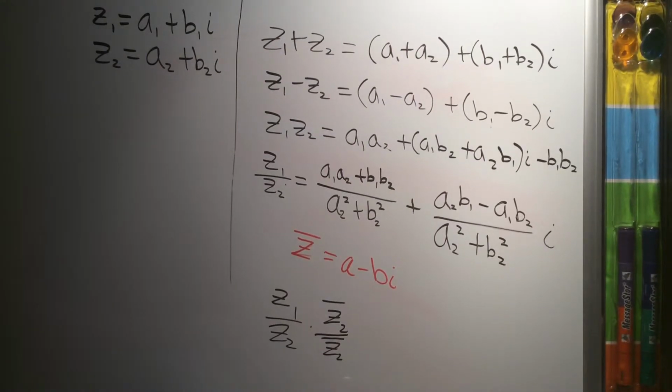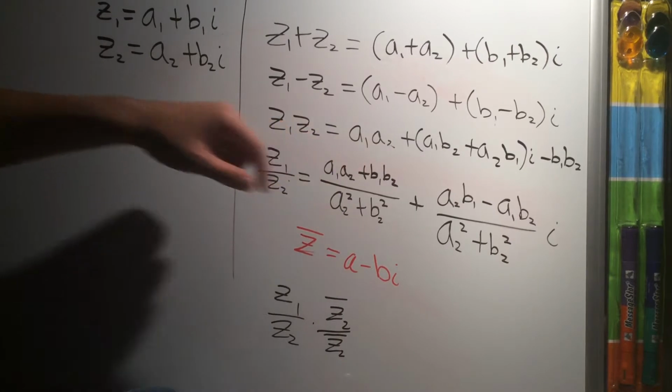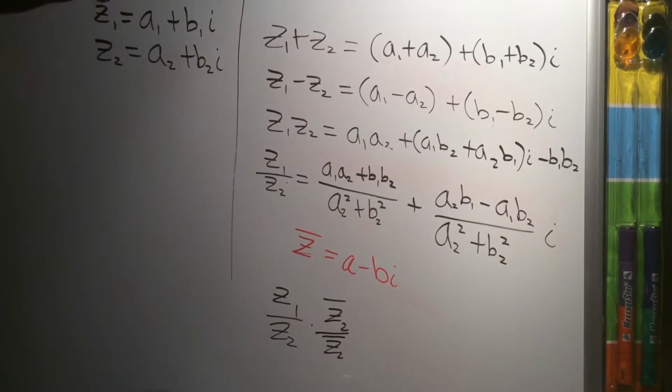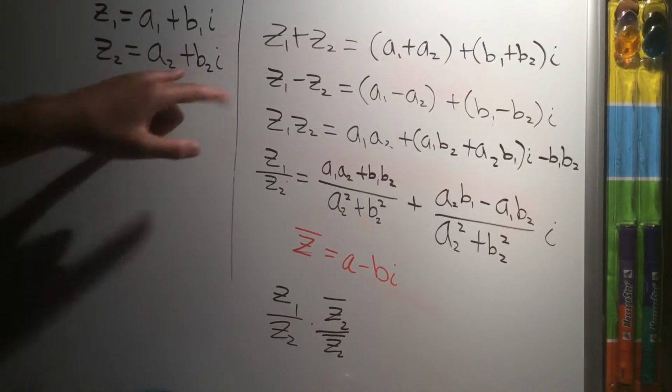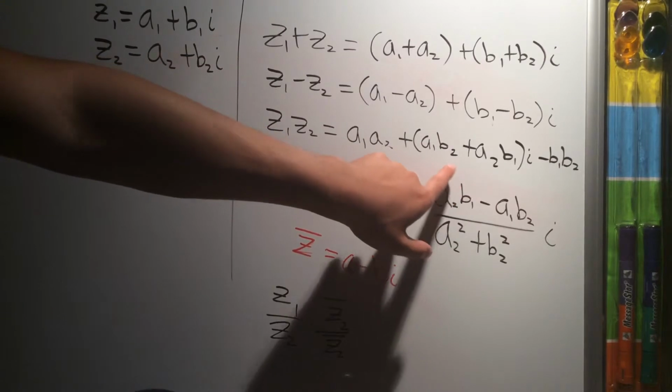With multiplication, we have foiling. We take a1 and multiply by a2. Then we take the first term of z1 and multiply by the second term of z2. So we get a1 times b2 right there.